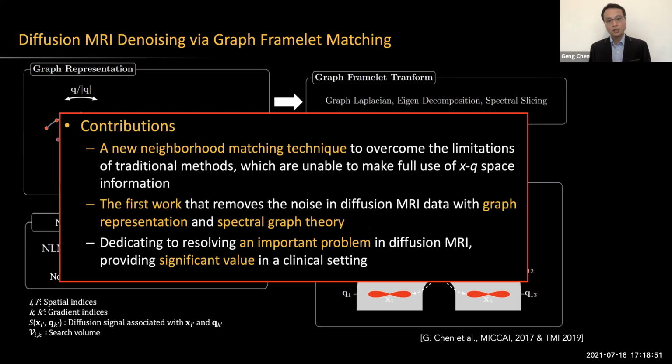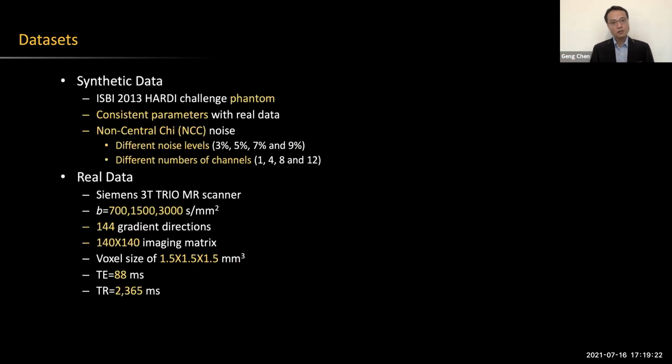The contribution of this work is threefold. First, it is a new neighborhood matching technique to overcome the limitations of traditional methods, which are unable to make full use of q-space information. It is also the first work that removes the noise in diffusion MRI data with graph representation and spectral graph theory. And in this work, we also resolve important problems in diffusion MRI, providing significant value in a clinical setting.